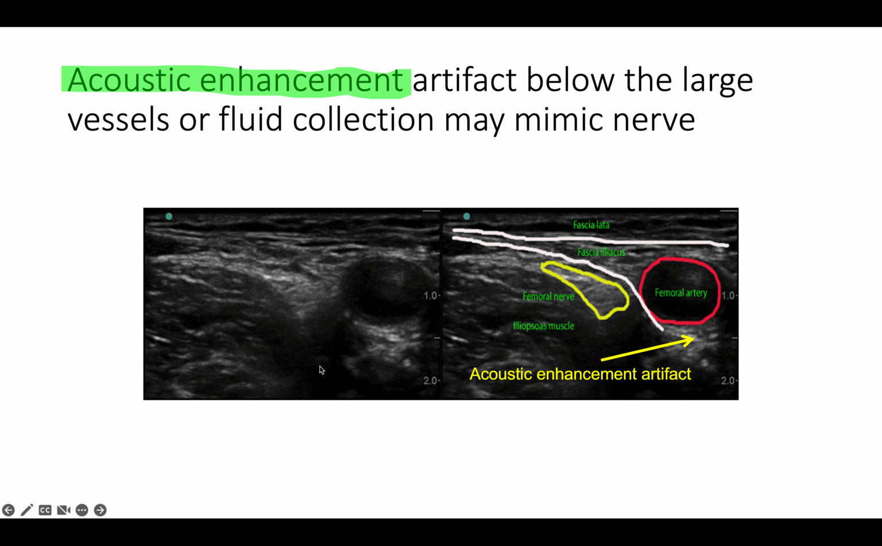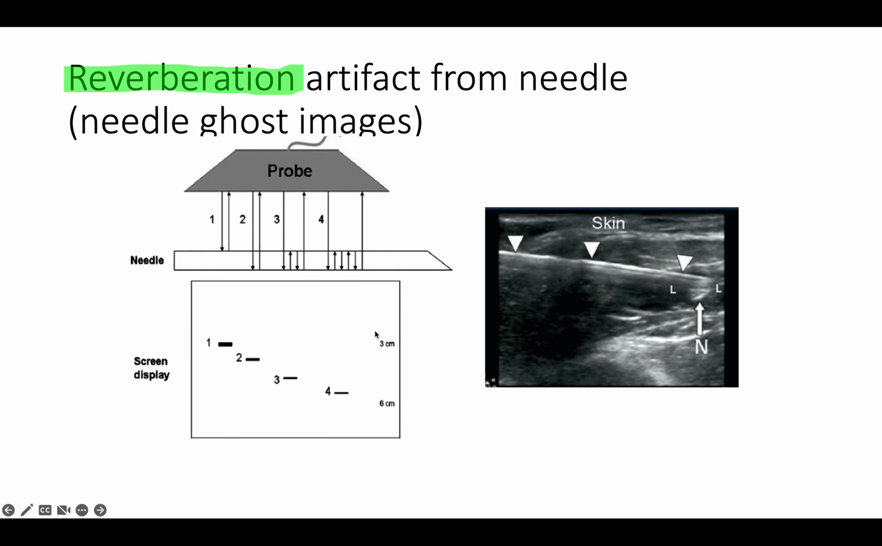And that's important because a lot of nerve blocks are done around vessels, let's say infraclavicular, one of the good examples, or axillary, and people would be thinking that right here is a nerve, but in reality it's just an enhancement artifact.